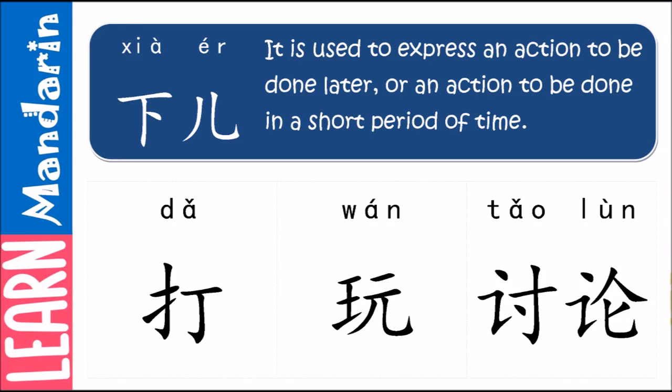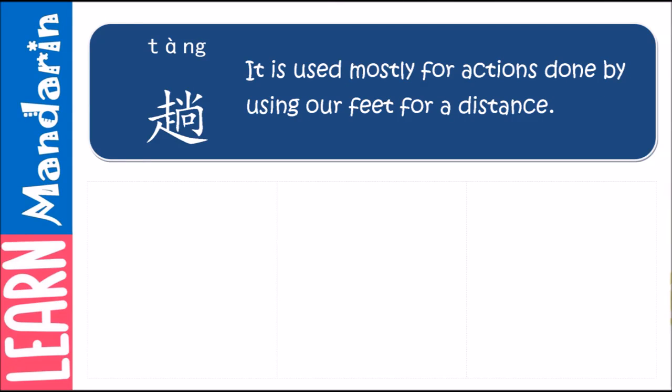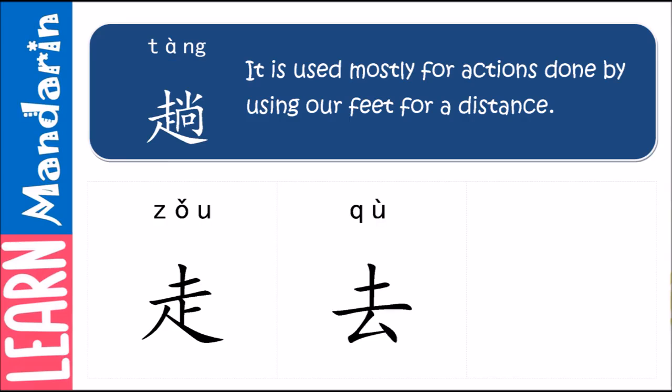The next measure word is 趟. It is used mostly for actions done by using our feet for a distance. Examples are 走一趟, 去一趟, and 跑一趟.